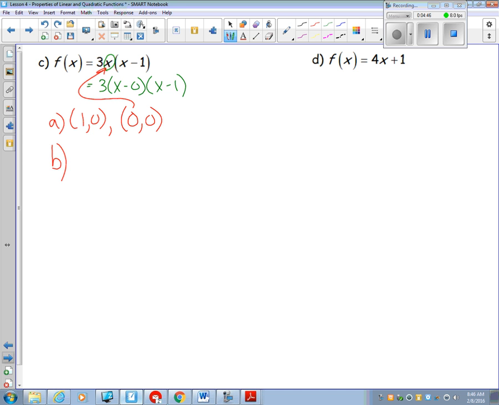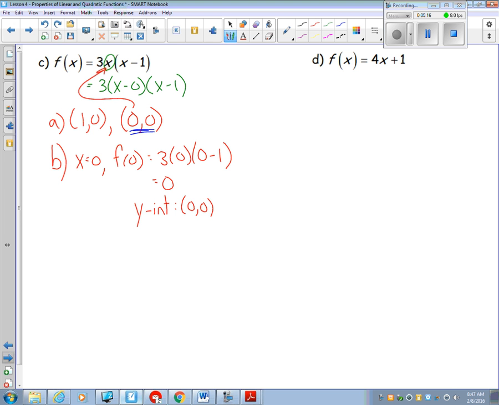Okay, part B, we want to figure out our y-intercept. Well, that's the point where x is 0. Find out what's happening at 0. 3 times 0, 0 minus 1. Hey, what's 3 times 0? Isn't that 0? And 0 times anything is 0, right? So our y-intercept is 0, 0. Now, common sense, maybe you thought about back here, is that also not our y-intercept, 0, 0, where x is 0? Yeah, again, it's a tricky one.